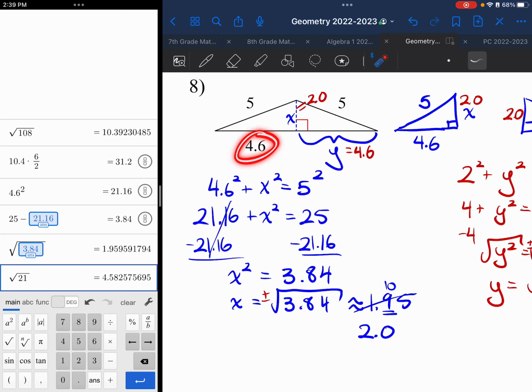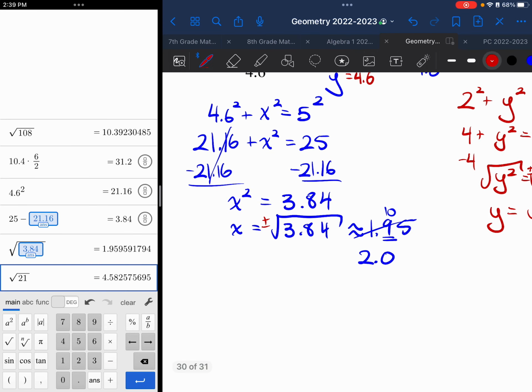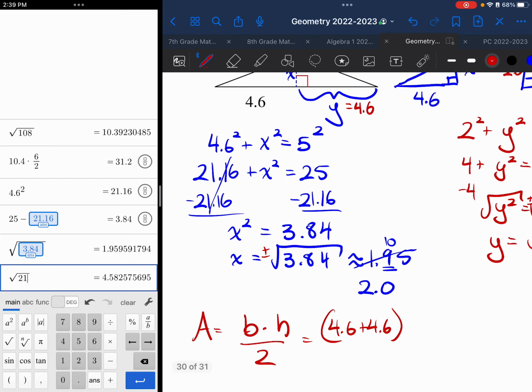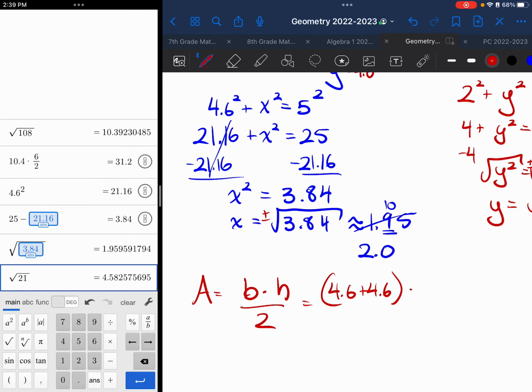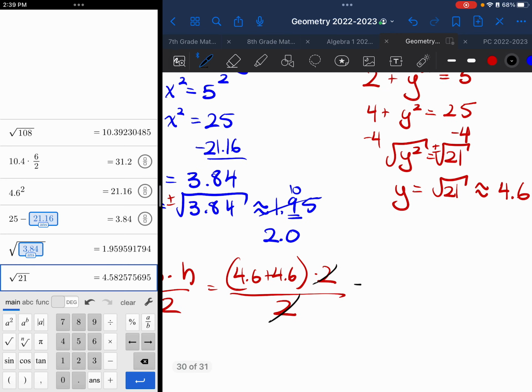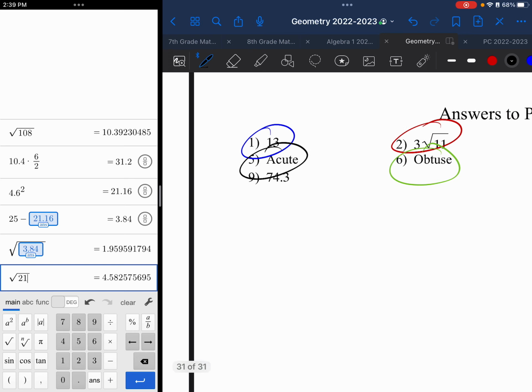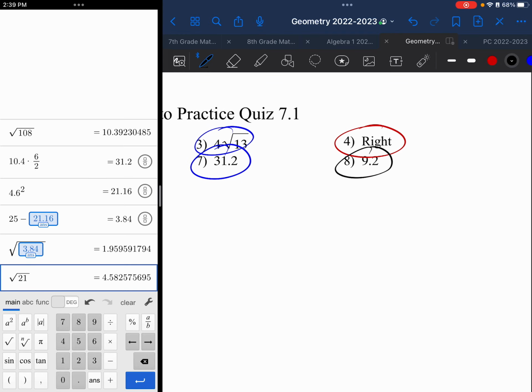Whenever you have two different lengths, you add them together to find the entire length. So I'm going to do the following. The area of our triangle is going to be base times height, and then divide by 2. The base here is going to be 4.6 plus 4.6, so that's the base. And then the height here, we said was 2. So that's going to be times 2. That's going to all divide by 2, and check this out. Here's a little math trick. You 2 are gone. I just have to do 4.6 plus 4.6. I can do that in my head. That's 9.2. So I get 9.2 for my final answer. 9.2 for the area.